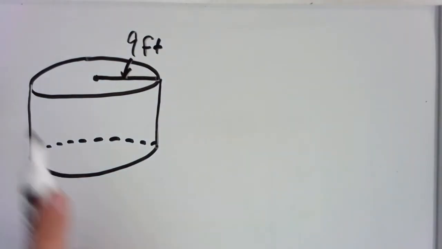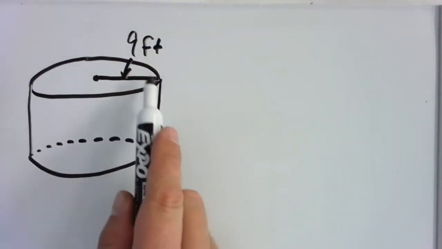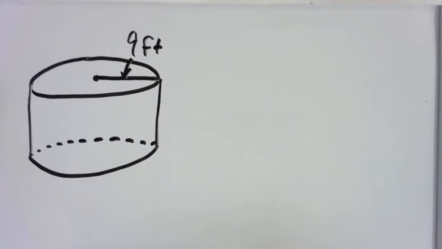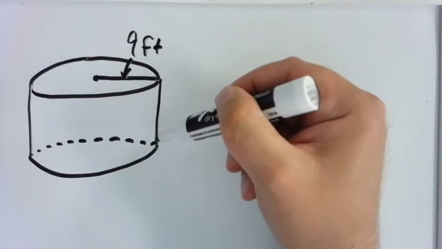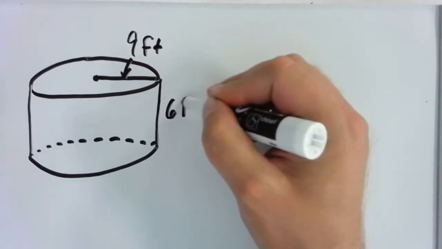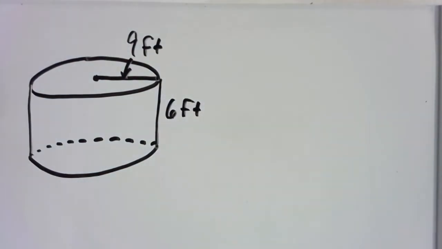Again, they could have told me it had a diameter of 18 feet. Either way, I'd have the same radius value. And then the depth between these two circular bases, I was told, was 6 feet. Okay, so it's actually pretty close to a backyard pool.